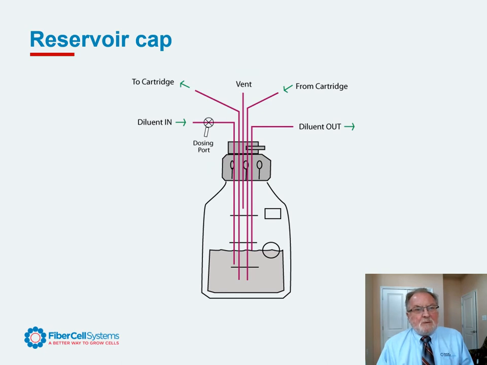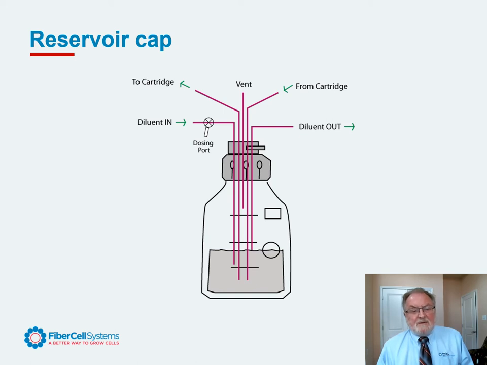The five-port reservoir cap is really the heart of the hollow fiber infection model. We have our circulating loop that goes to the cartridge and back. We have our diluent in port, and we can also add drug through the dosing port, so we can model different routes of administration. The diluent out tube is quite important because we can slide it up and down inside the cap and set it to the level that we wish the central reservoir volume to remain constant at.